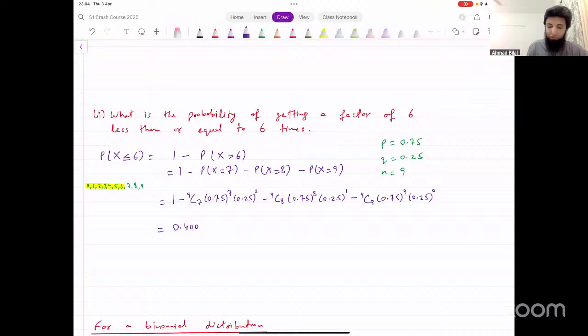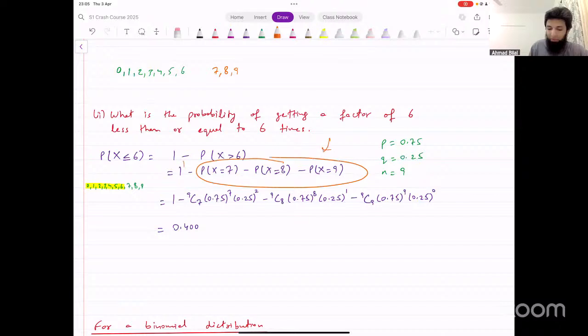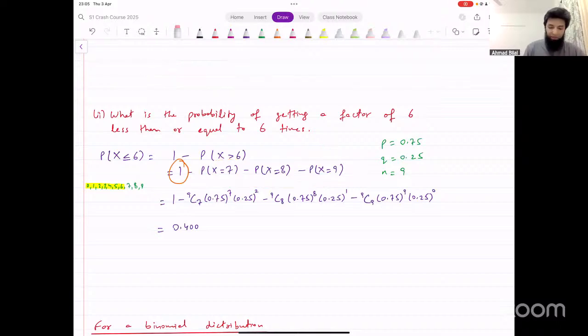And then if we had a case where we wanted less than or equal to 6 successes, that was too many cases: 0, 1, 2, 3, 4, 5, 6. Since the total number was 10, the remaining options were fewer, like 7, 8, 9, and 10. So what we did was find the probabilities of each of these cases, subtract them from 1, and we found the required result. This is what we've already done in our first class on binomial distribution.